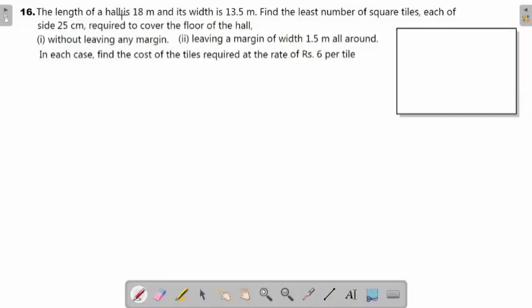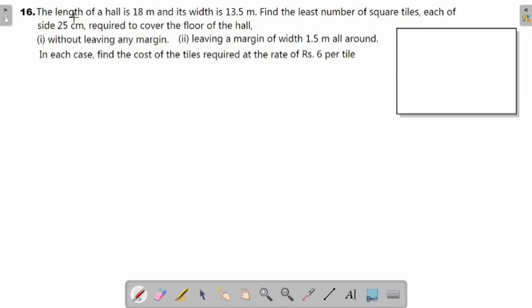Welcome back, dear students. So let's continue with exercise 20B, and today I'll be doing the last few problems, and with this we close this particular exercise. So I'm taking the first question to be question number 16.